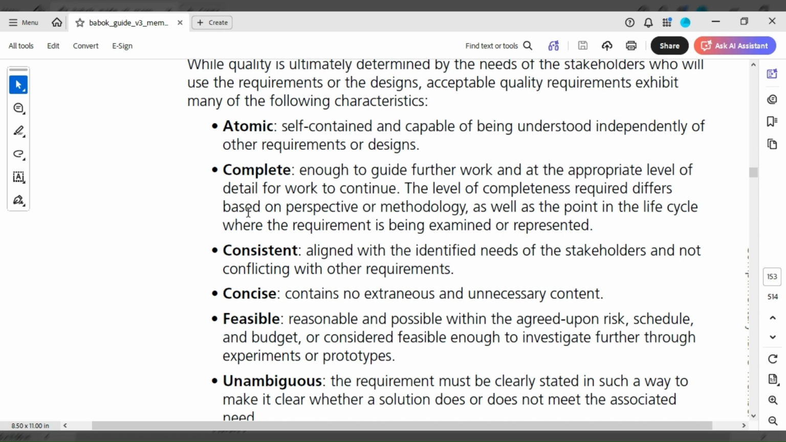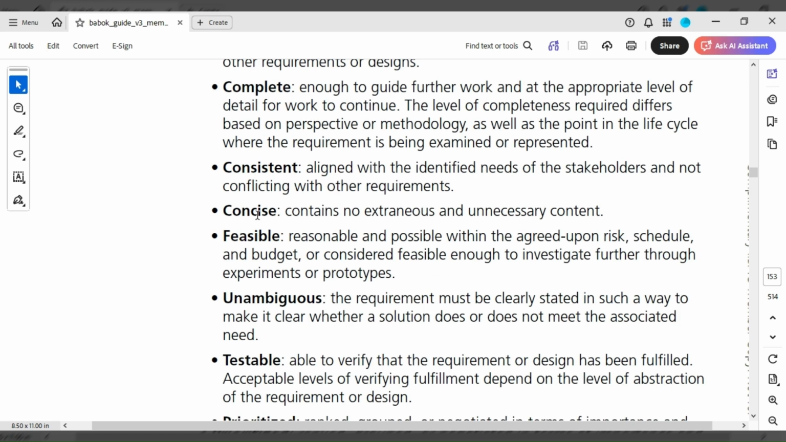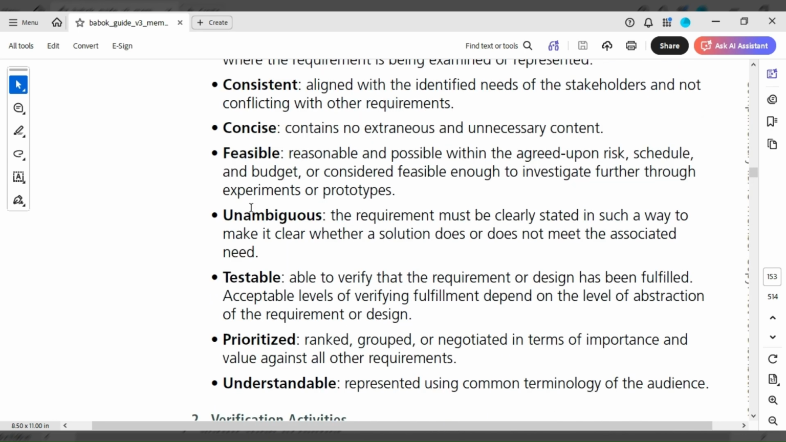Complete: enough to guide further work and at the appropriate level of detail for work to continue. The level of completeness required differs based on perspective or methodology as well as the point in the life cycle where the requirement is being examined or represented. Consistent. So there's consistency there, there's no confusion. Aligned with the identified needs of stakeholders and not conflicting with other requirements. So this talks to what the stakeholders need. This talks to the system that needs to be built, and there's no disjoint there.